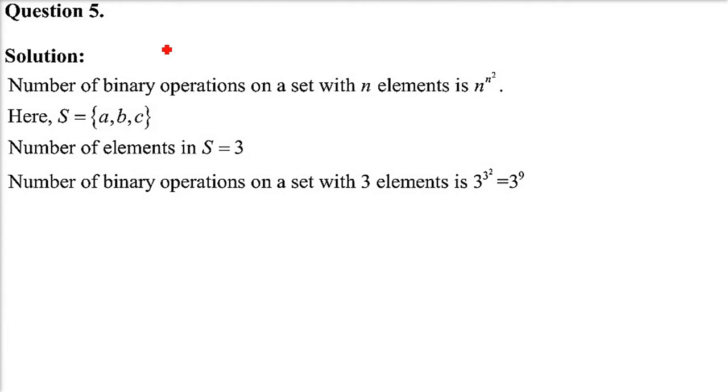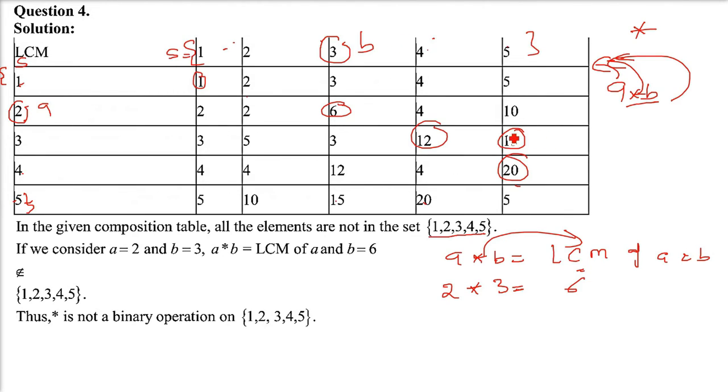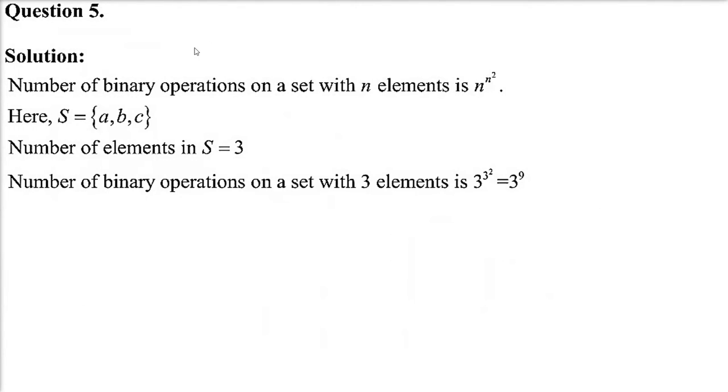Question number 5. Let S equal {A, B, C}. Now you don't have to worry about what is inside this set. You just have to worry about the number of elements here, because the question is to find the total number of binary operations on S. The previous question which I just explained is an NCERT question, and the good thing is that this extra question can also be understood by NCERT students.